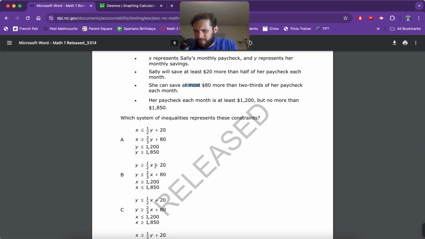And you can also think, for this to make sense, 2/3 x plus 80, assuming x is positive, is going to be bigger than 1/2 x plus 20. And your monthly paycheck has to be positive. They're not taking money from you for doing a job. So this is bigger than this. It wouldn't make sense that you could save less than a small amount or more than a big amount. It has to be in between. It has to be something between those two ranges. So it's greater than the smaller one, less than the bigger one.